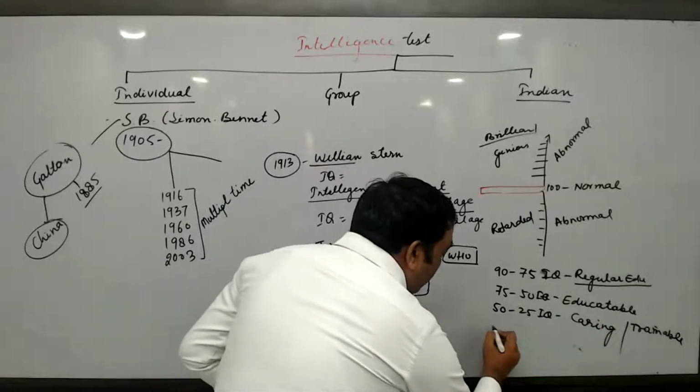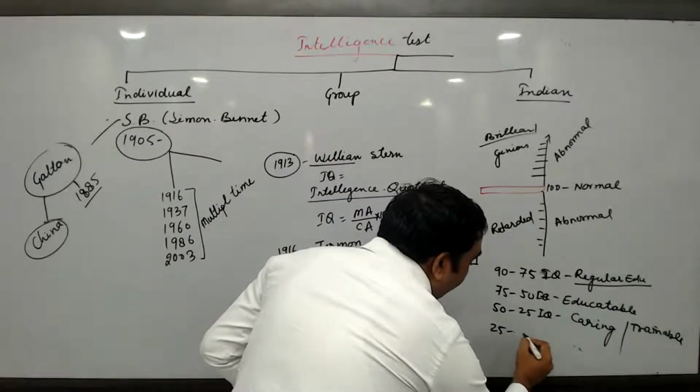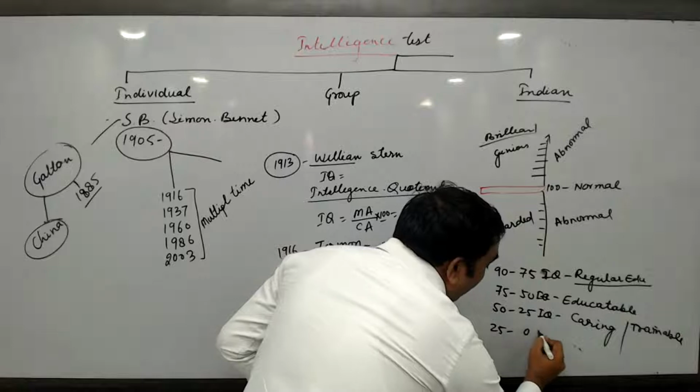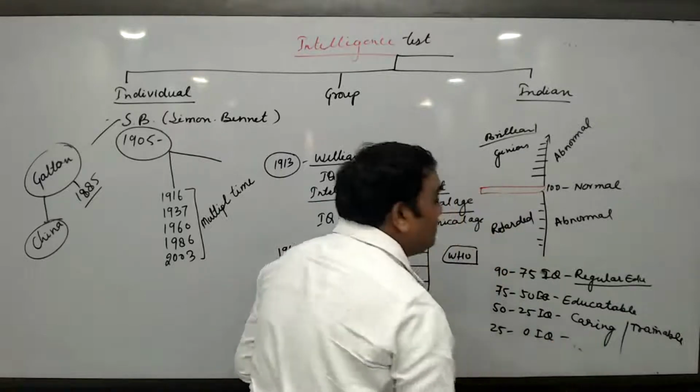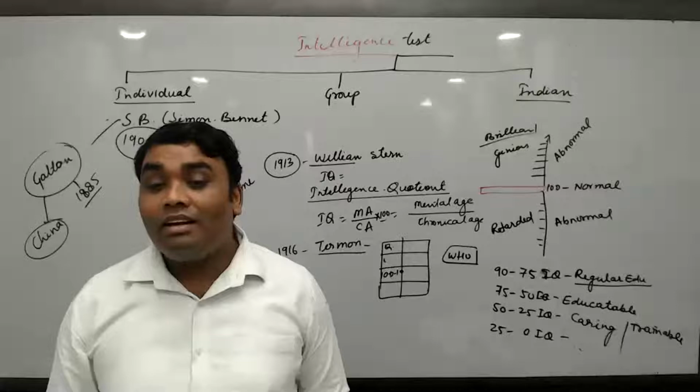And the children whose IQ is 25 to 0 are basically nursing children.